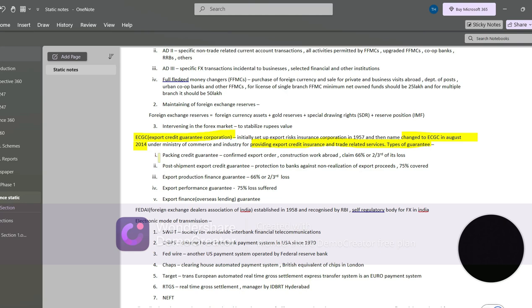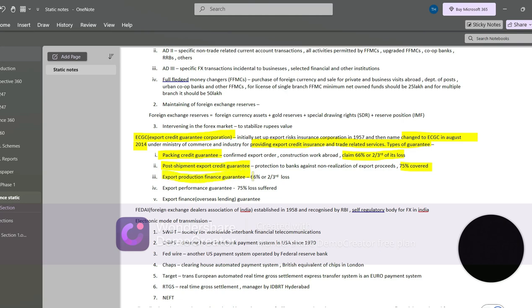We will just understand, like, first is packing credit guarantee. This is basically for an confirmed trade export order or construction work abroad. A claim of 66% or two-thirds of its loss is returned. Second is post-shipment export credit guarantee. This is the protection given to banks against non-realization of export profits. For this, 75% is covered. Third is export production and finance guarantee.